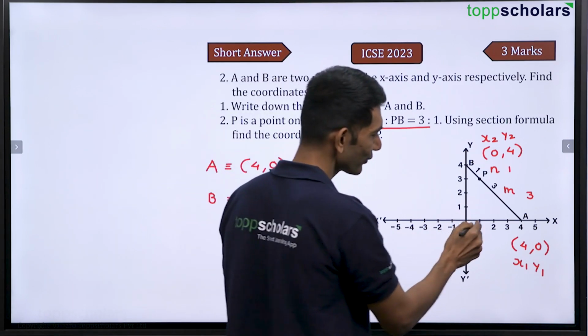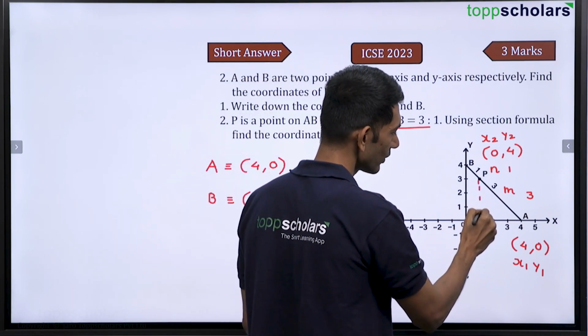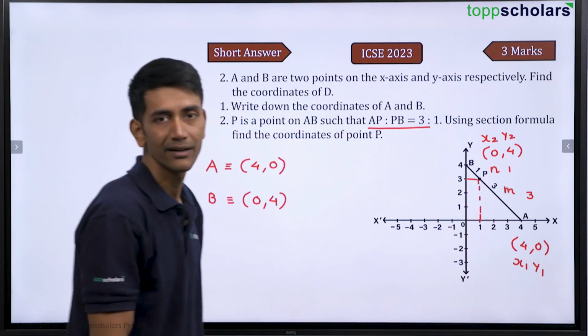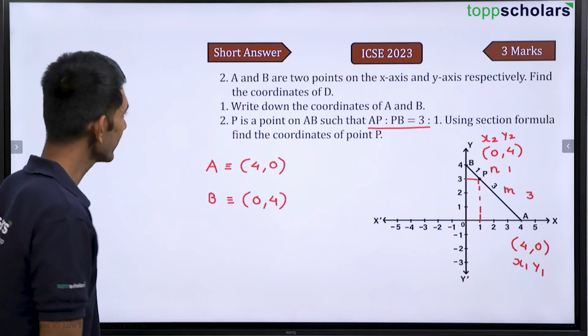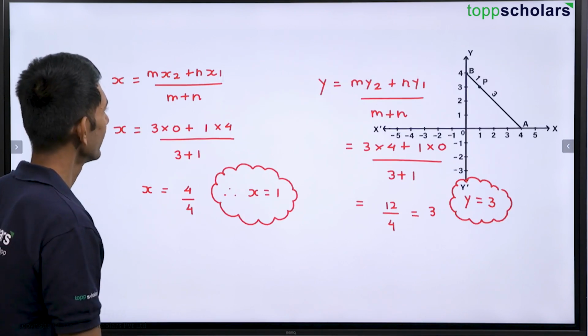And if you see the figure also, it's very common sense. It is 1 and 3. 1 comma 3. Correct? Easy question. Very easy. Let's continue.